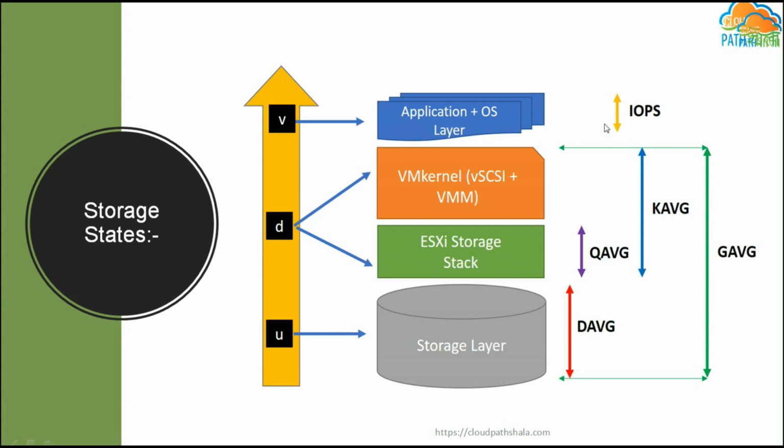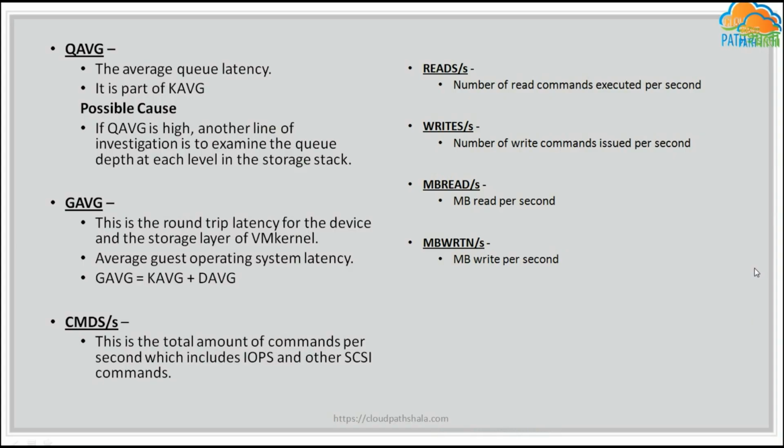So IOPS deals with the traffic between the application and the OS layer. GAVG is DAVG plus KAVG. That gives you the GAVG value. I'll move on to commands per second. This is the total amount of commands per second, which includes IOPS and the other SCSI commands.